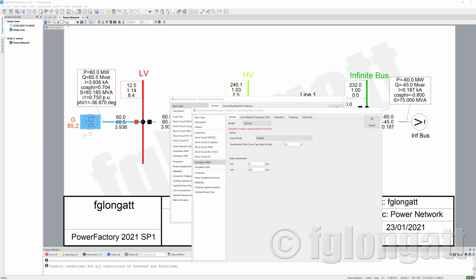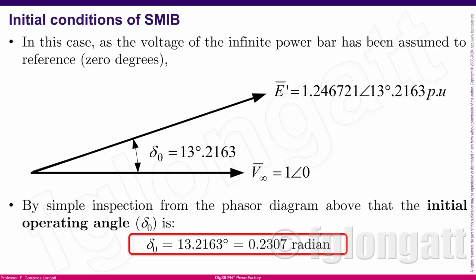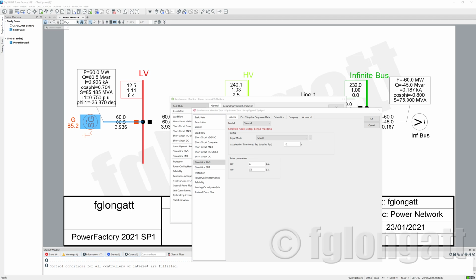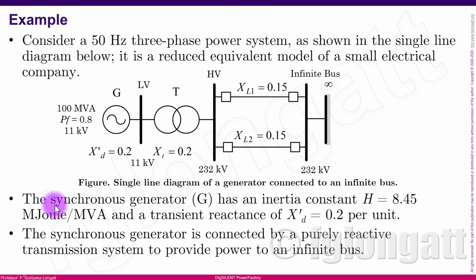Then we need to define the inertia constant, okay? And to define the inertia constant, if you go back to the presentation, let me go back here for a second to the presentation. Yes. If you go back to the presentation, you must remember that at the very beginning I told you that the subtransient reactance is here, the transient reactance is here. It's 0.2 per unit, okay? And also we receive data about the inertia constant. In this case, the inertia constant is 8.45 megajoule per MVA, okay? That is the data that is given to us. That is the data representing the synchronous machine.